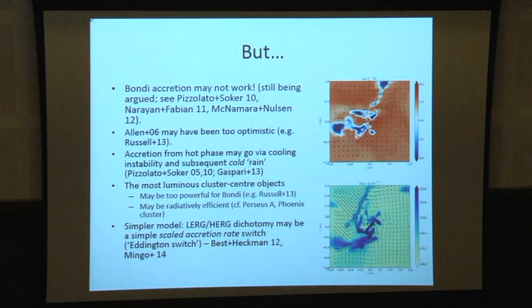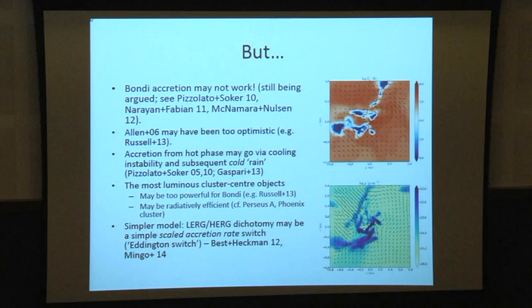Now, the sort of thing that people are now thinking about is a more sophisticated picture where you still have the hot phase, but rather than trying to directly accrete the hot phase, you can have cooling instabilities. I mean, obviously, the hot phase isn't completely uniform. You will have cooling instabilities. Cooling instabilities give rise to a kind of rain of cold material. So you think about a cooling instability, you rapidly get cold material with very low angular momentum because it's just come out of the hot halo. What it's going to do is fall inwards. These show some numerical models of that sort of thing going on.